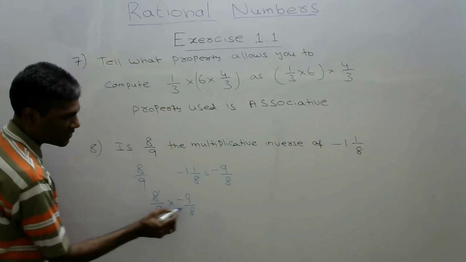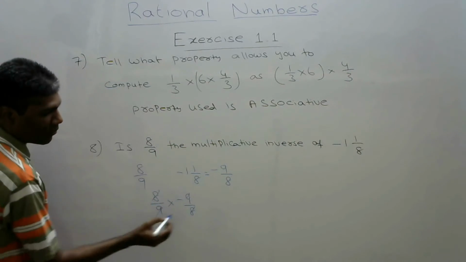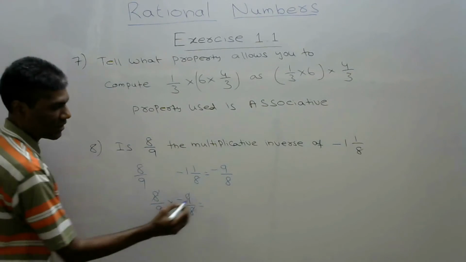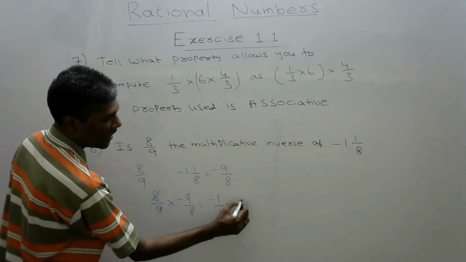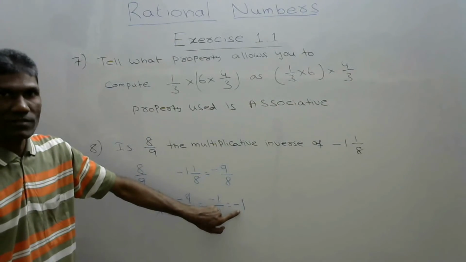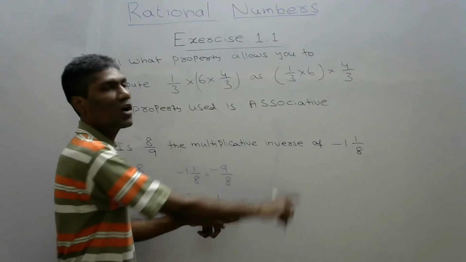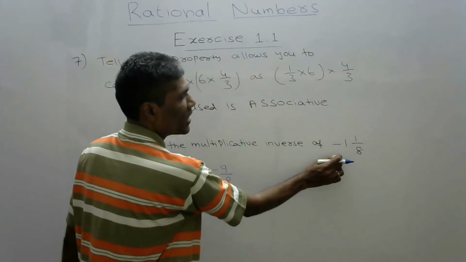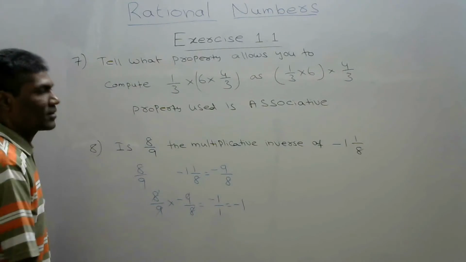8 gets cancelled, 9 gets cancelled. So here the minus is there. So 1 into 1 is minus 1 by 1. So this is minus 1. Is the product 1? This is minus 1. As the product is not 1, this is not a multiplicative inverse. This is not a multiplicative inverse because the product is not 1.